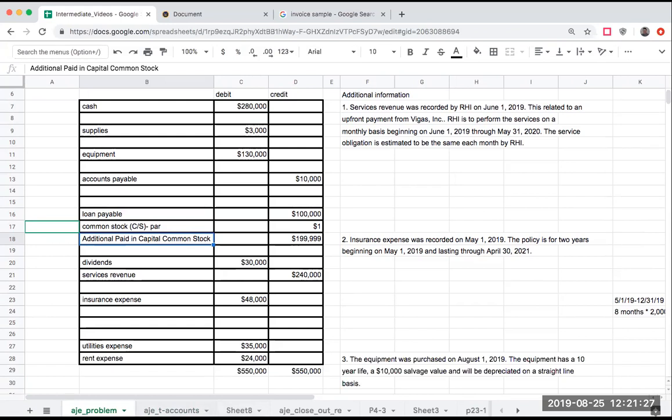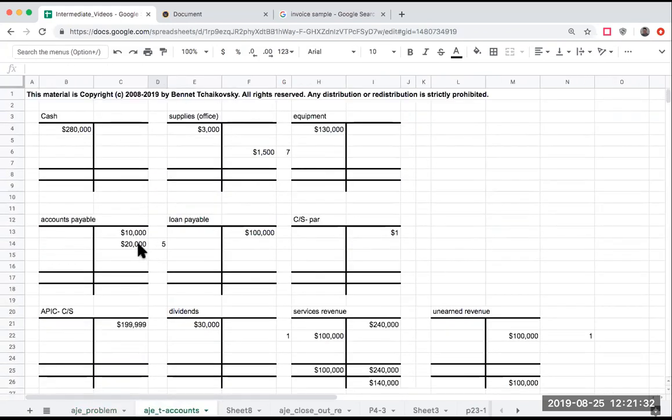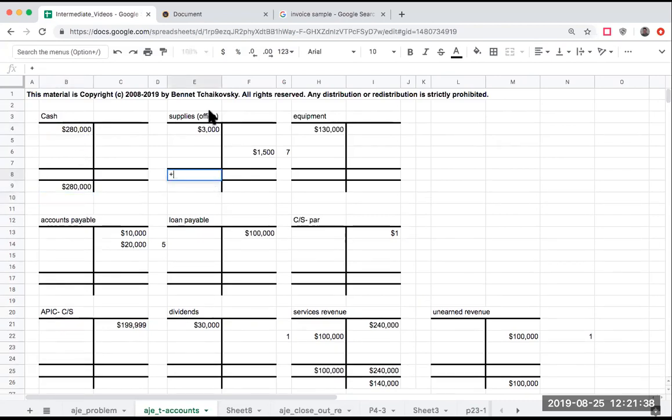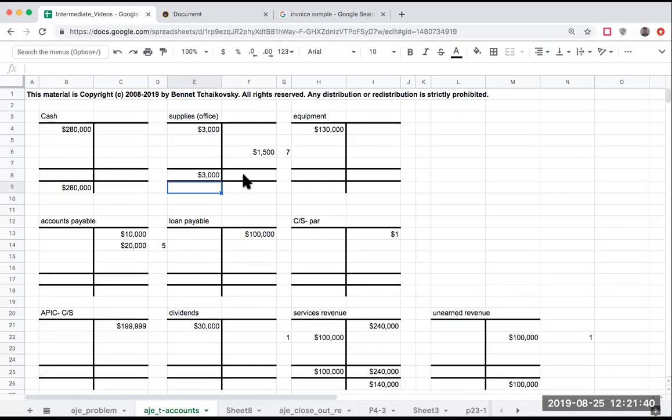And then we're going to take a pause because this video is getting way too long. So how do I go through and make my adjustments? Or how do I create an adjusted trial balance? My cash balance has a balance here of $280,000. My office supplies have an ending balance, we saw this earlier, $1,500.